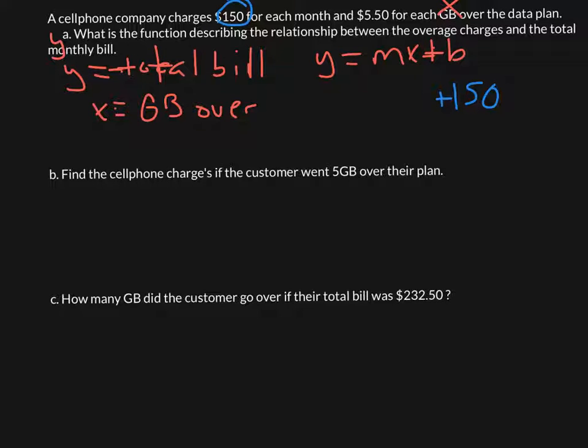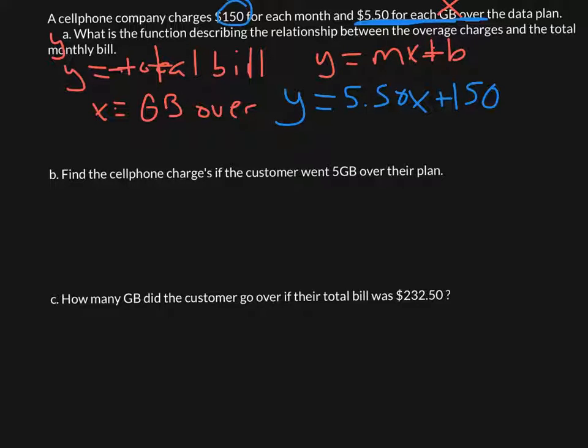Next, we have $5.50 for each gigabyte over the data plan. That's talking about the change of the bill, so that's your m, that's your slope. 5.50 is your slope in this. So there's my equation here: y equals 5.50x plus 150. That's a formula we're going to use to solve the next two problems.